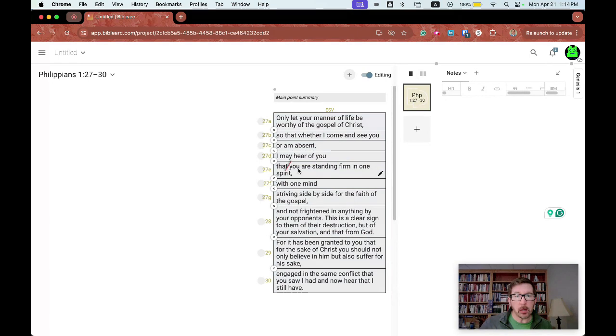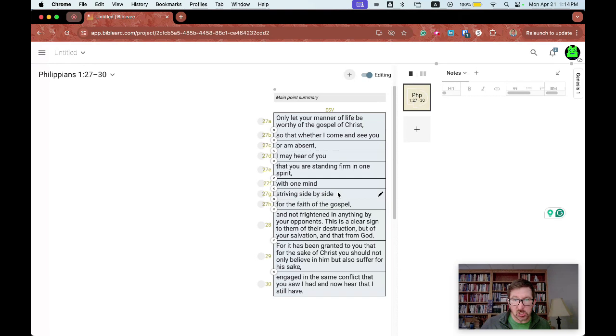So they are, what's the implication there? That they are standing firm in one spirit, that they're standing firm in one mind, and that they are standing firm, striving side by side. That's another proposition because it's linked to that you are standing for, that's the ground. This is what they are doing. This is what the purpose of it is, for the faith of the gospel.